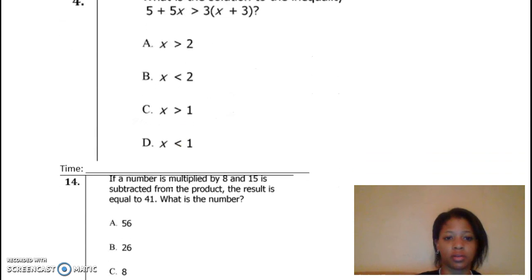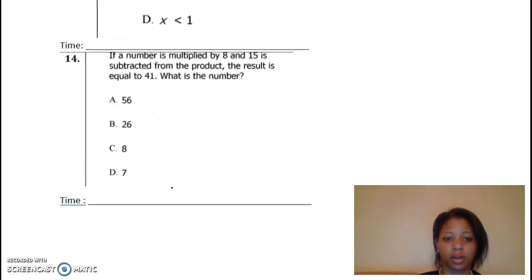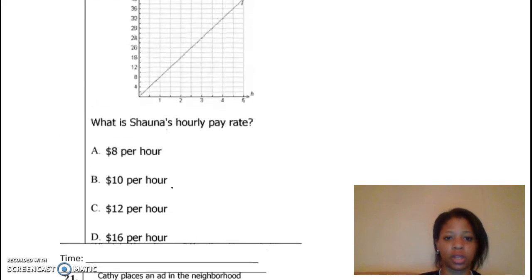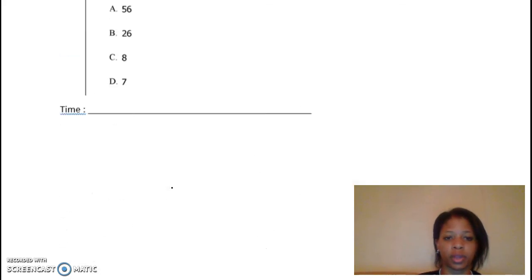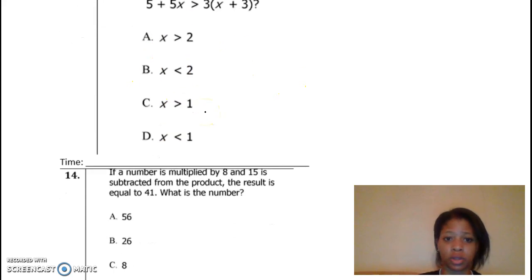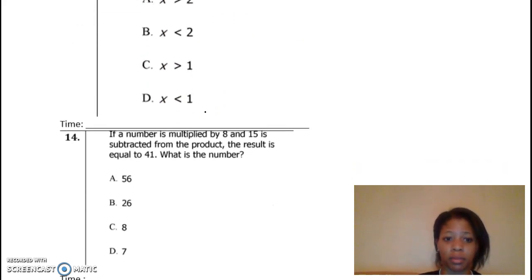Alright, so now go ahead, use your timer. Time how long it's going to take you to do these. Just be mindful of how much time you're spending on each problem. Remember the things you should know. You just solve it just like an equation. Just remember, flip your sign if you have to multiply or divide by a negative number.